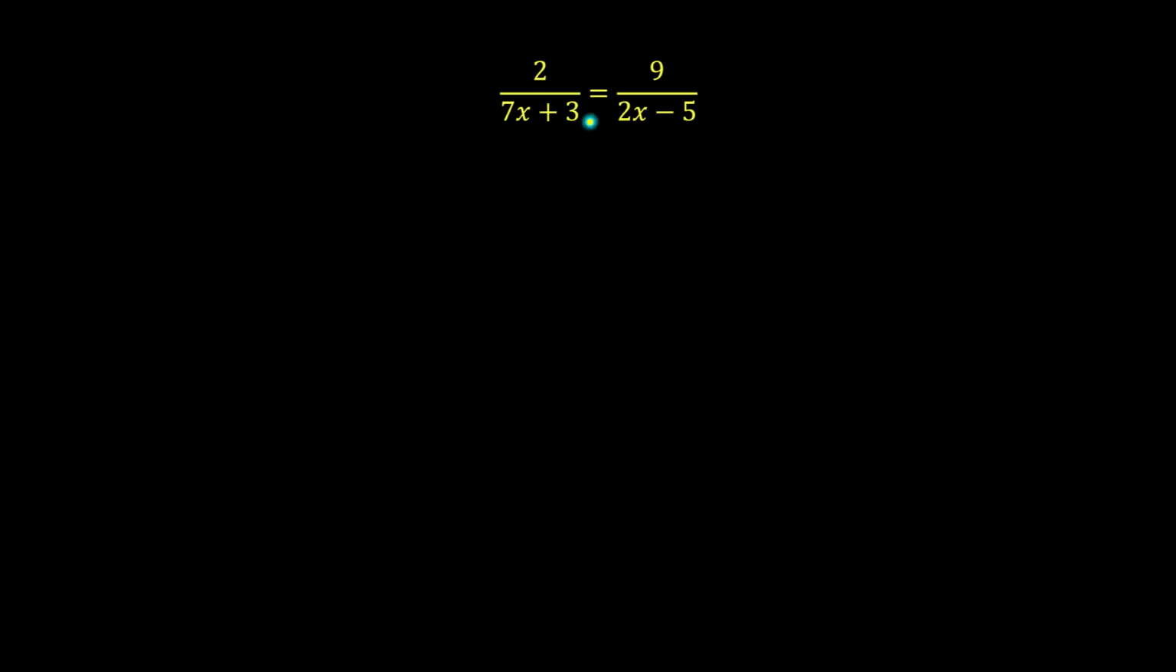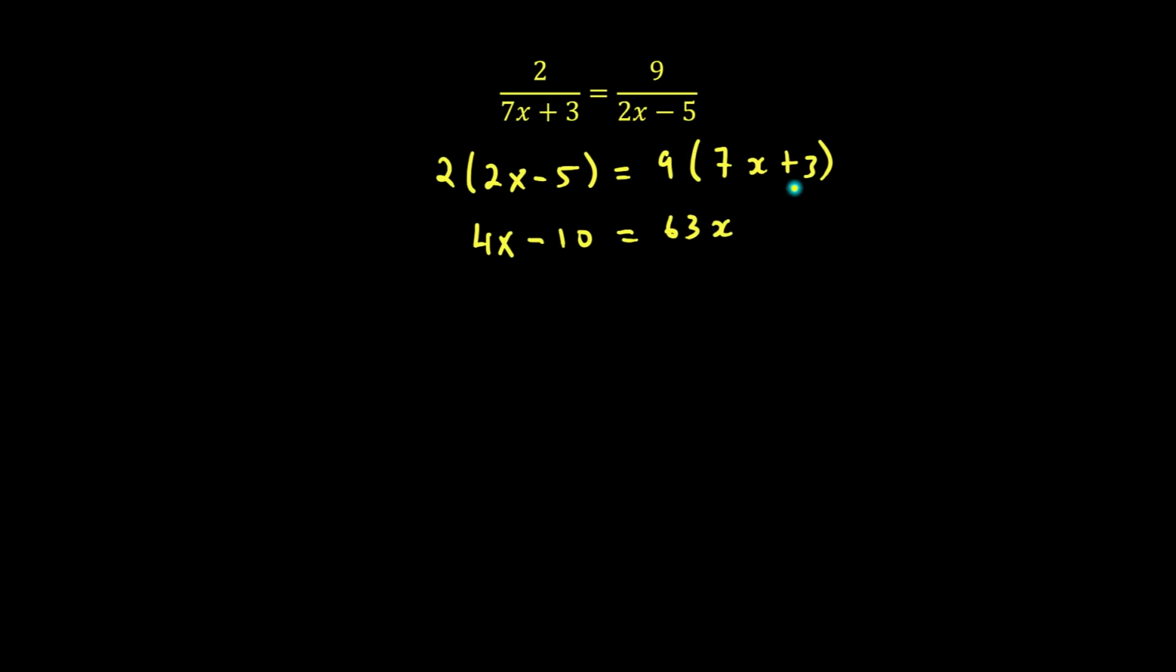Okay guys, once again, we've got these ones, 7x plus 3, 2x minus 5 on the denominators, and we've got 2 and 9 at the top there. So how do we deal with that? Once again, we just cross multiply. So this would then become 2 times 2x minus 5, and then on the right hand side we'll have 9 times 7x plus 3. Multiply the brackets, so you get 4x minus 10 is equal to, so 9 times 7 will give me 63x, and 9 times 3 will give me plus 27.